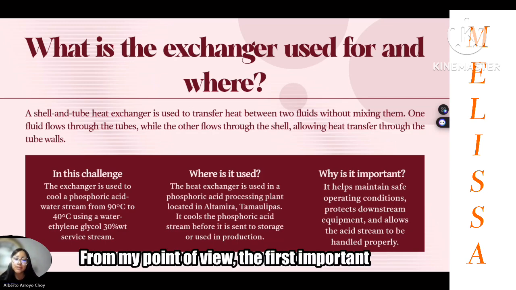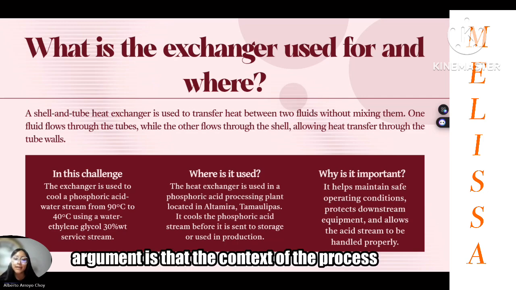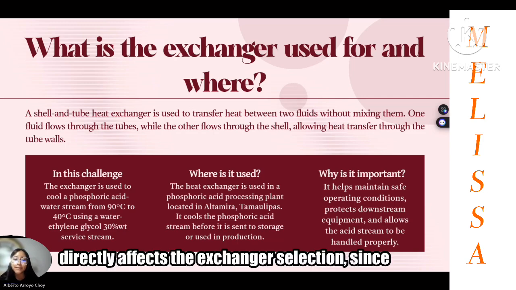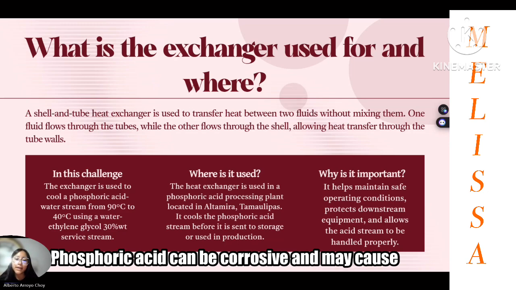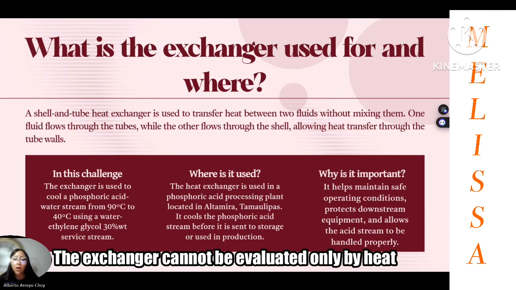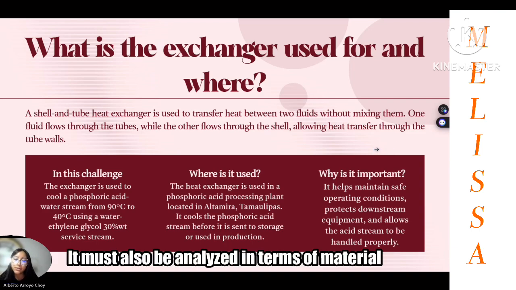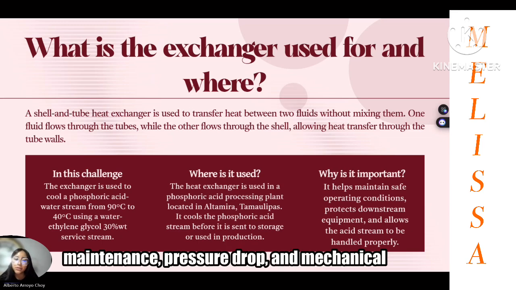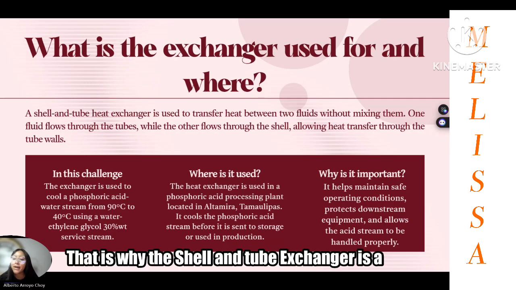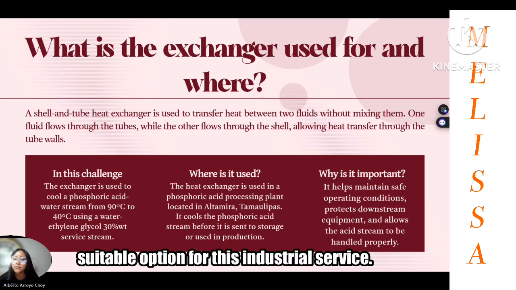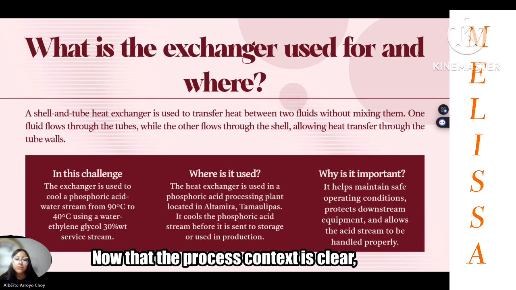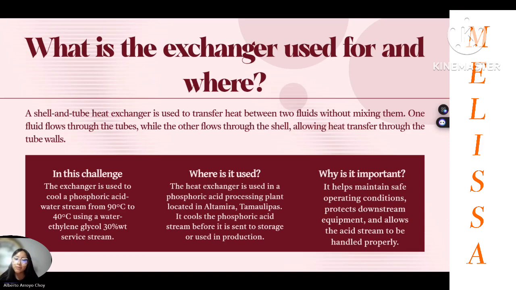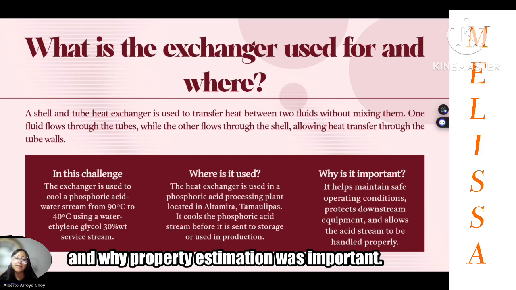From my point of view, the first important argument is that the context of the process directly affects the exchanger selection, since phosphoric acid can be corrosive and may cause fouling. The exchanger cannot be evaluated only by heat duty. It must also be analyzed in terms of material compatibility, maintenance, pressure drop, and mechanical resistance. That is why the shell and tube exchanger is a suitable option for this industrial service. Now that the process context is clear, my classmate Les will explain the thermodynamic model and why property estimation was important.